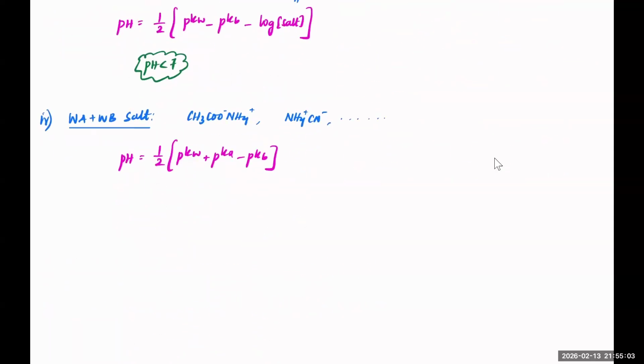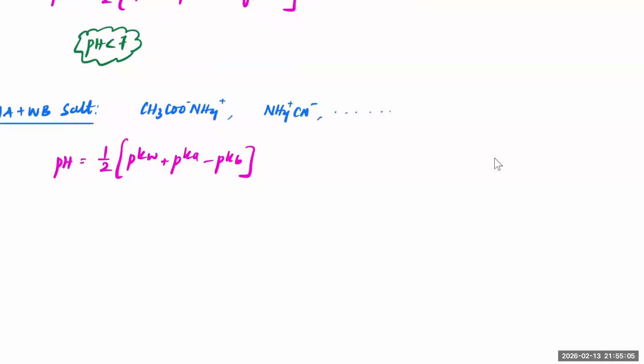So from here we cannot say that the pH value will always be less than or equal to 7. It could be in either direction. It will be in either direction depending upon Ka and Kb values.